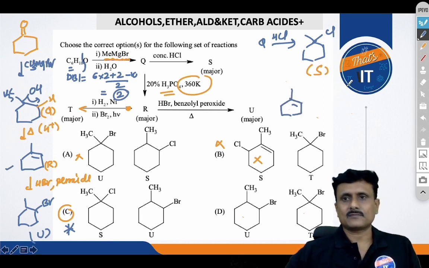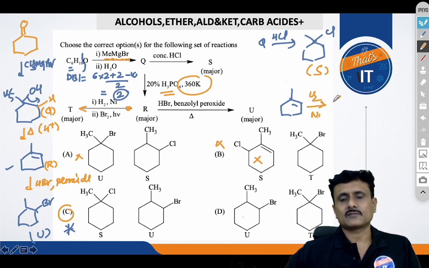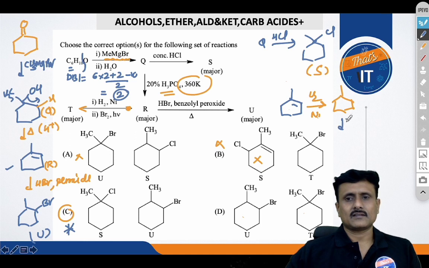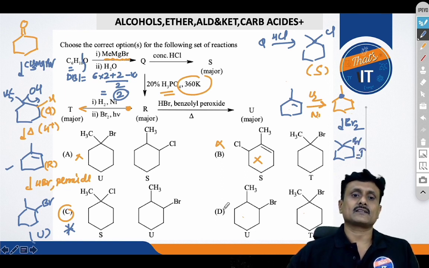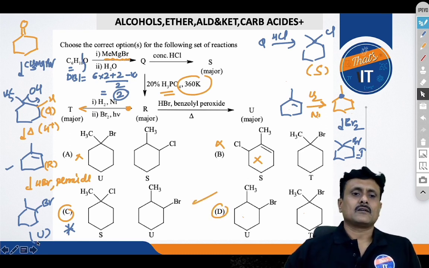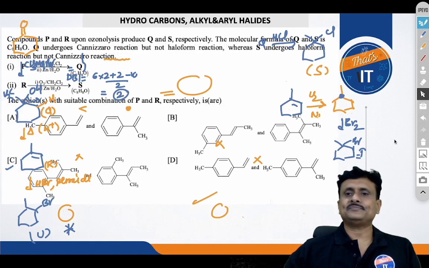You can see it is being reduced by hydrogen in presence of nickel to give you this product. Then this subsequently was brominated. You know that free radical substitution occurred at the 3-degree position. So this T is absolutely the correct answer. So the right matching to this question is option C and option D, isn't it?